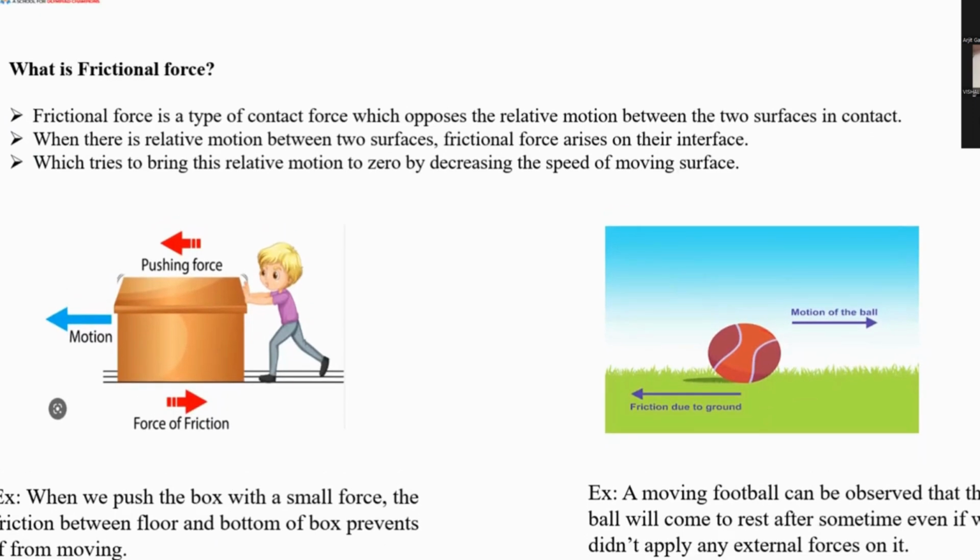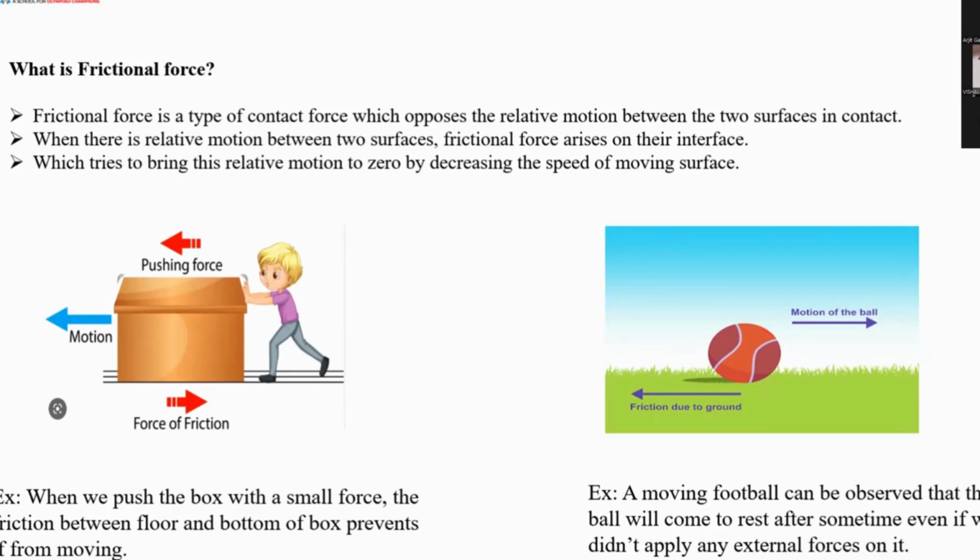We have also observed that if you kick a football, it will not keep going forever; it will stop at some point. Yes, you're right. But why? Is there any force acting there? Yes, due to frictional force the football will stop. In the same way, you can see here a boy is pushing the table.